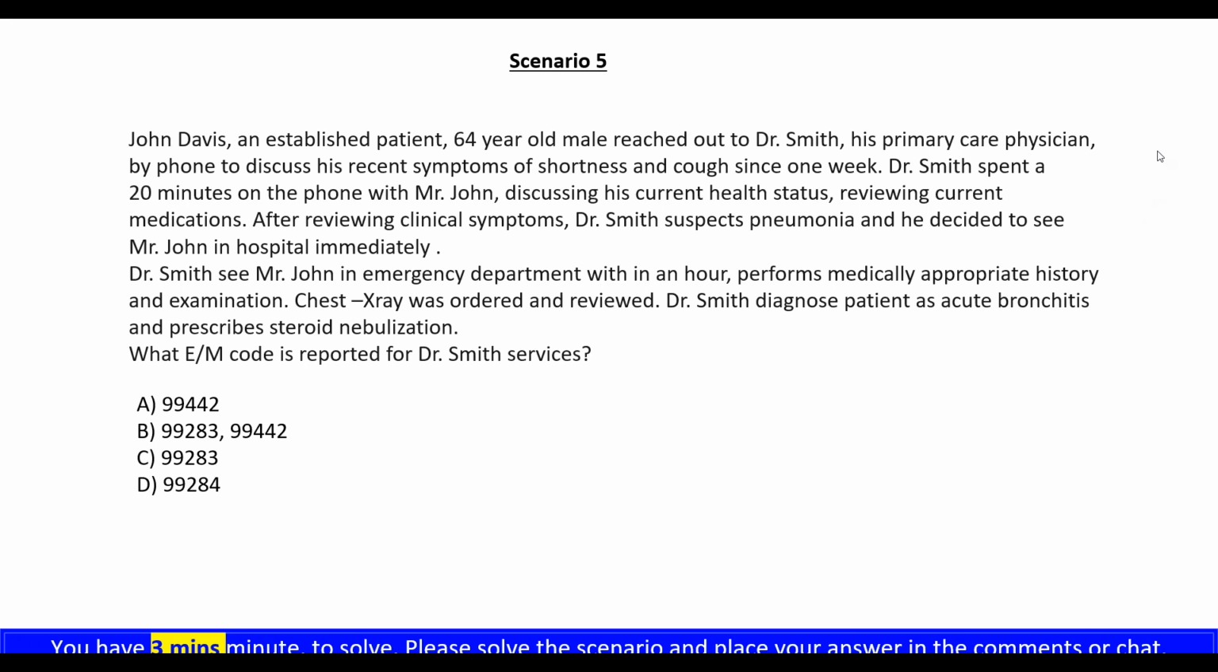discussing his current health status, reviewing current medications. After reviewing clinical symptoms, Dr. Smith suspects pneumonia and decides to see Mr. John in hospital immediately. Dr. Smith sees Mr. John in the emergency department within an hour, performs medically appropriate history and examination. Chest x-ray was ordered and reviewed. Dr. Smith diagnosed the patient as acute bronchitis and prescribed steroid nebulizer. What E&M code is reported for Dr. Smith's services? Your time begins now.